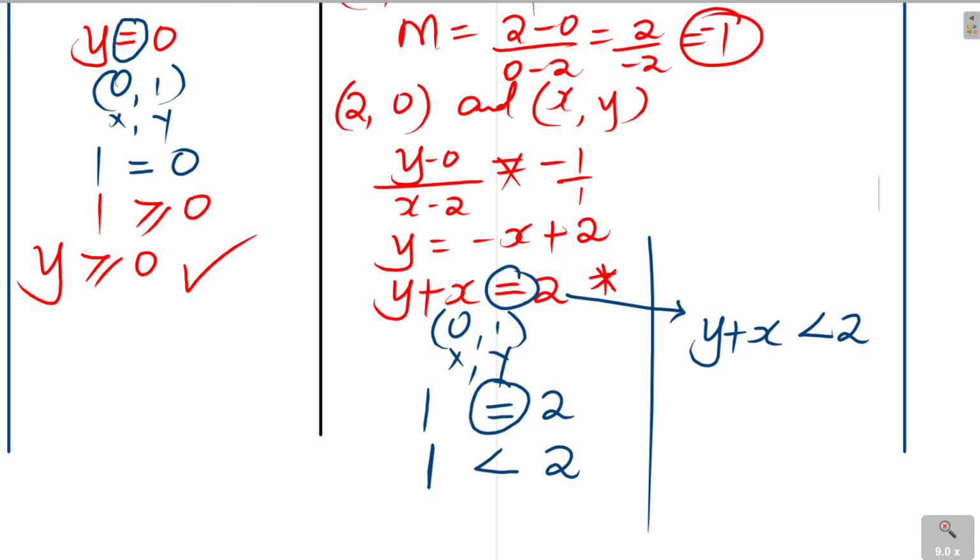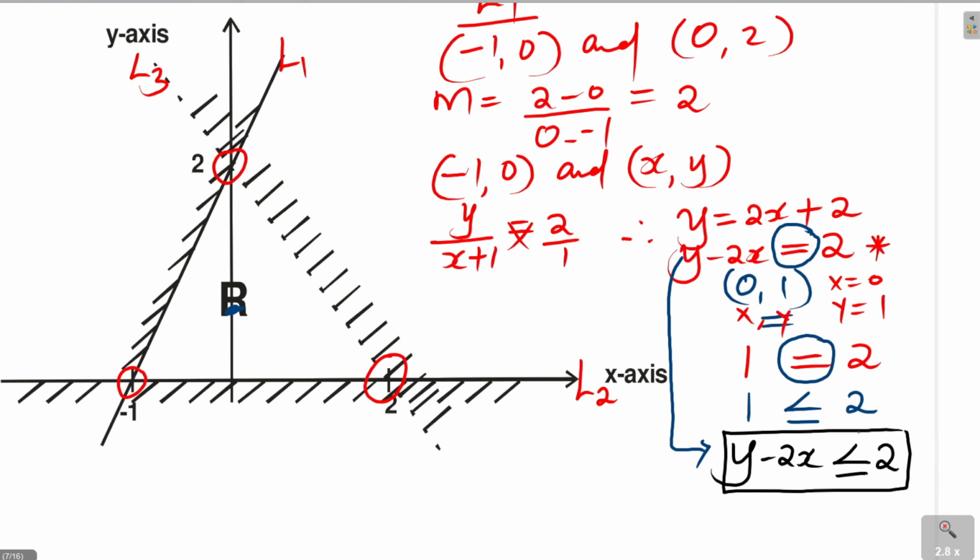So that is how you write down the inequalities satisfying that unshaded region. So we have this one, we have these, and we have the first one here.